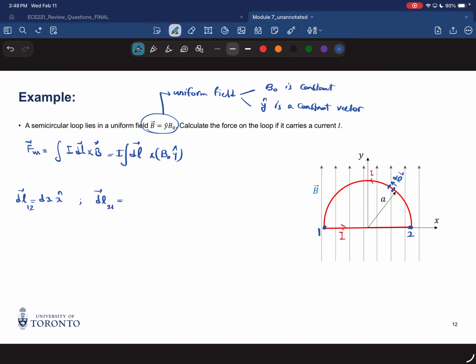Phi, right? dl cross B. But it has to have a length. Yes, r d phi, which is a d phi, phi hat. So now we can say Fm in total is I, dl from point 2 to 1, plus dl1, which is dx x hat, from point 1 to 2, sorry. At point 1, what is dx here?